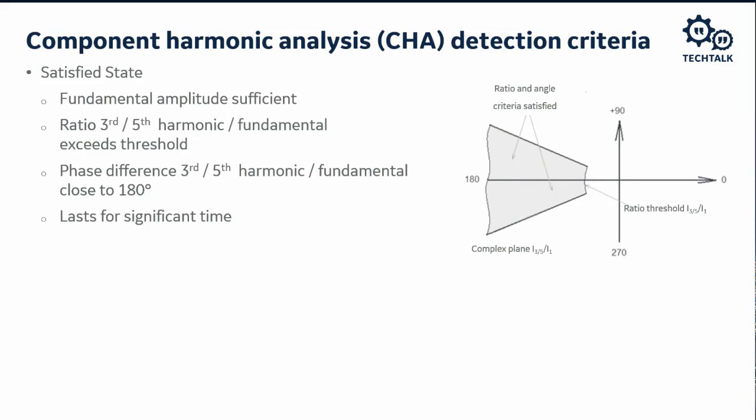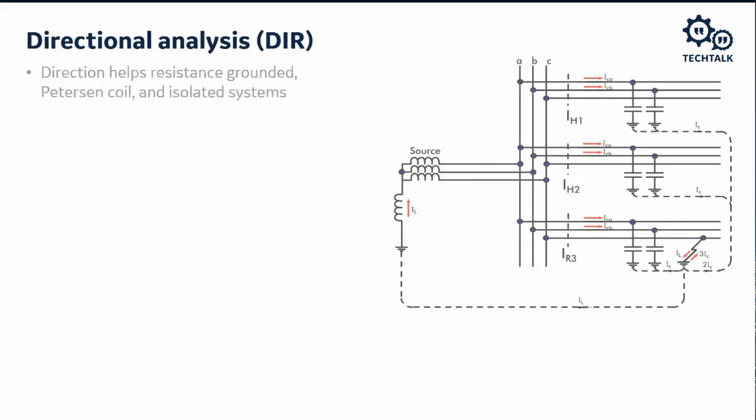CHA detects a fault by timing the duration of the satisfied state. If this time is longer than the HIF setting, an HIF event is reported. If the duration is shorter, but still longer than a transient setting time, the algorithm reports a CHA transient event.